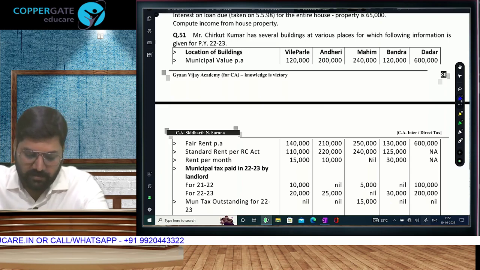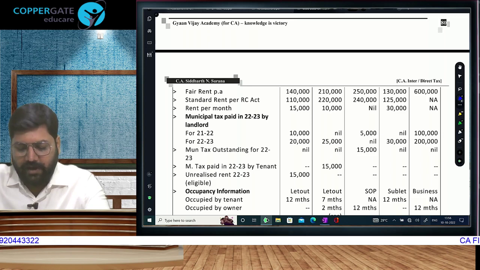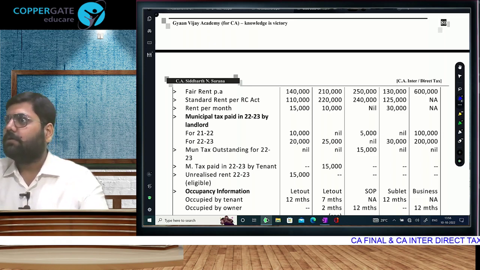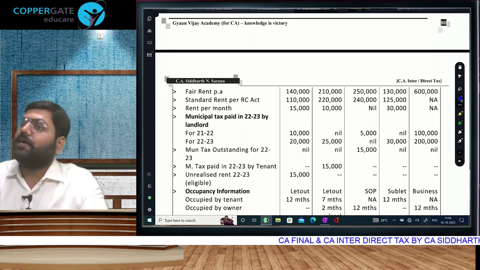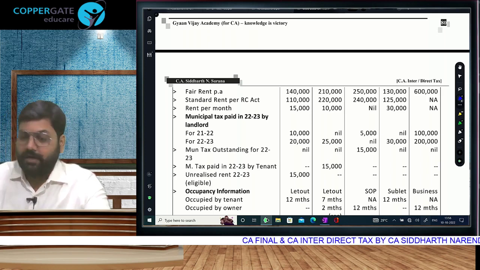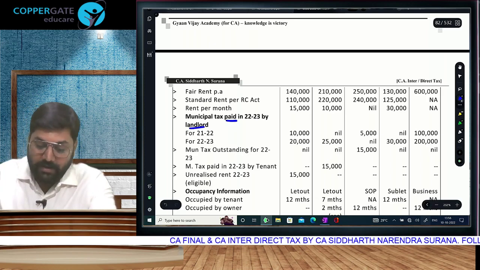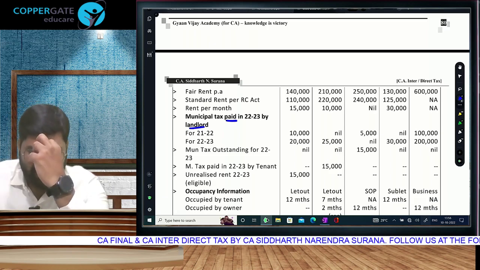सब कुछ दिया. Then municipal tax paid in 22-23 by landlord for 21-22 and for 22-23. मतलब in the current year landlord has paid municipal taxes of 2 years, current year and last year. तो you will get deduction खाली कौन से साल? अरे लास्ट ईयर का. हाँ, you pay for 10 years you get deduction on payment basis. Correct? Provided it is paid, इसलिए you will get full, whatever be the amount.